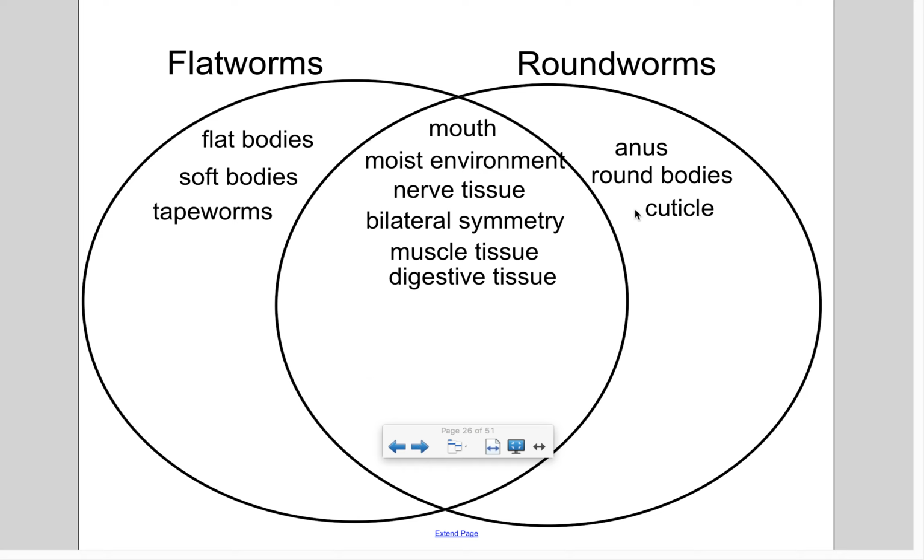To compare flatworms to roundworms, flatworms have flat, soft bodies. Tapeworms are a great example of another flatworm. Roundworms have an anus, round bodies, and a cuticle. How they're similar: both exhibit bilateral symmetry, muscle tissue, digestive tissue, nerve tissue. They live in moist environments.